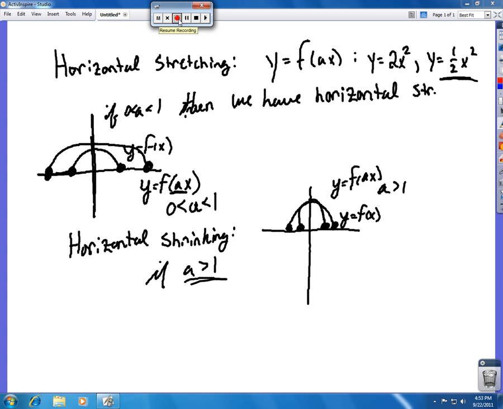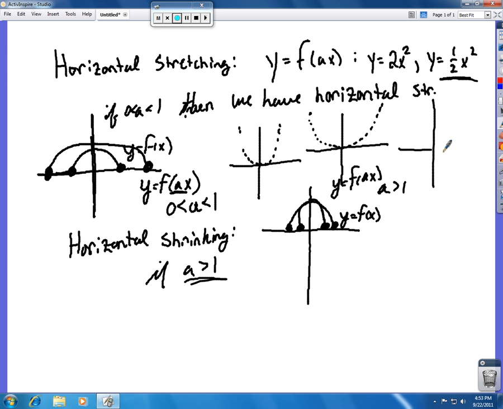And again, we could go back to those previous examples that we've already written, where we had 2x squared as one of the functions, and we had 1/2 x squared and 1/4 x squared. If you go back in the lecture, you can see that the 1/2 x squared was going to be like this, and the 1/4 x squared was even wider. So you can see we have the horizontal stretching and shrinking. And then there was also the 2x squared, which was really stretched out, but that was more of a vertical stretch.